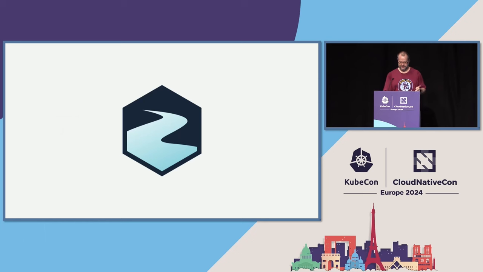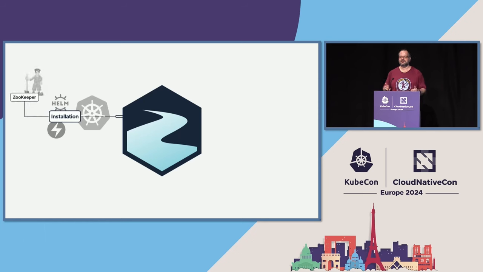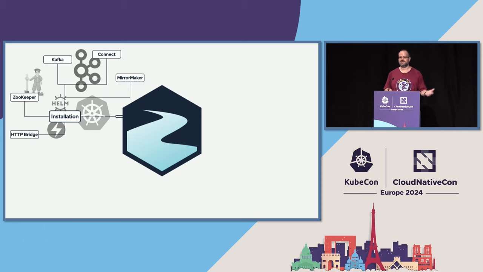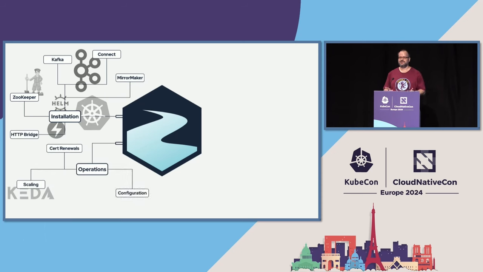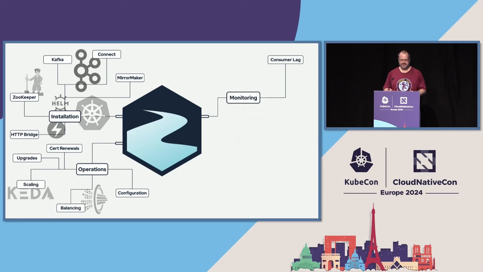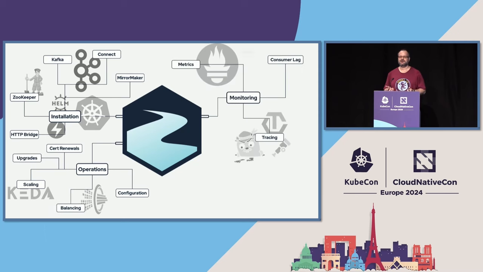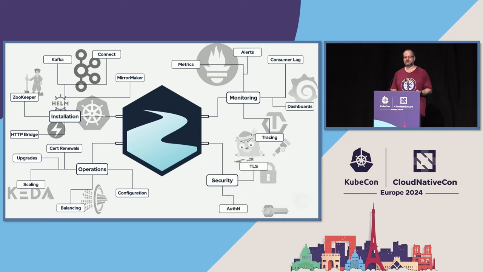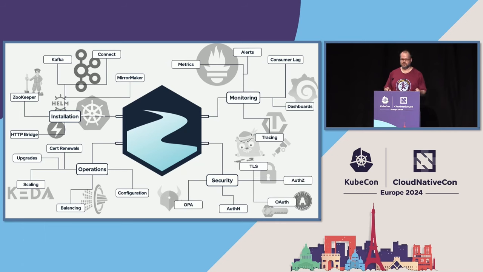We try to cover all the different things there are to the Kafka application lifecycle, from the initial deployment and installation, operations, monitoring, and things such as security. And we, of course, try to also play nicely with all the other cloud native projects and open source projects and try to integrate them as much as possible instead of reinventing the wheel.